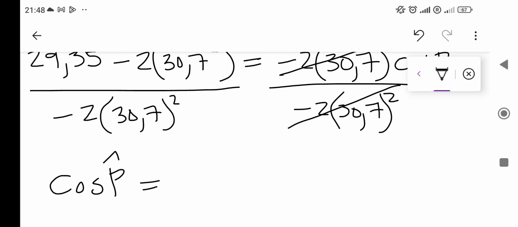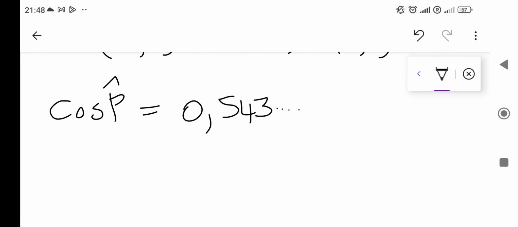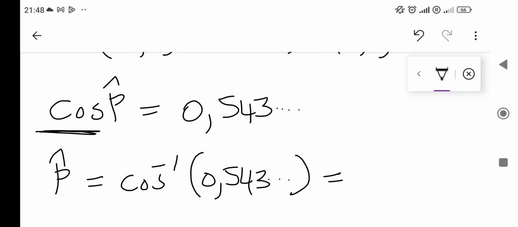Put all of that in our calculator and we end up with 0,543 and a lot of other stuff. I'm going to keep all of that. I'll only round off at my very end. So now I need to get rid of cos, so we'll do the arc cos. So we'll say angle P is equal to arc cos of the 0,543, that whole value that we've kept, and the calculator says angle P is 57,11 degrees. Right? So that's how we will deal with that question.